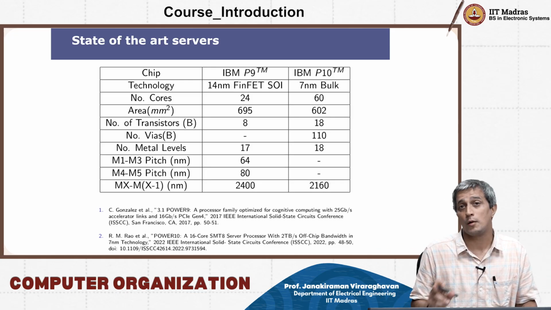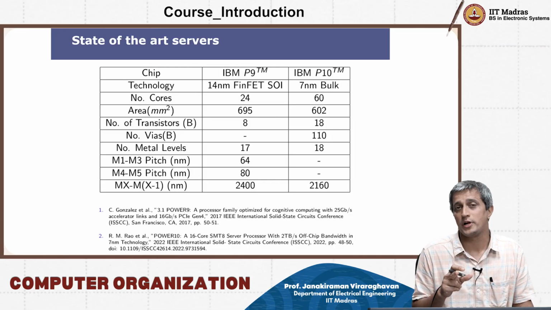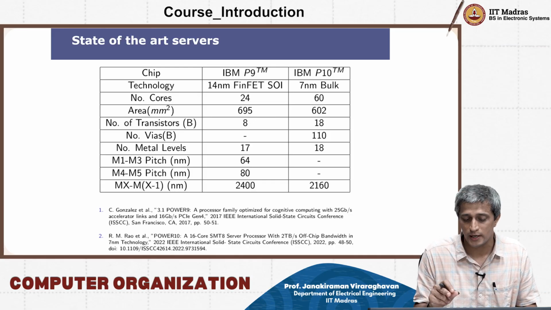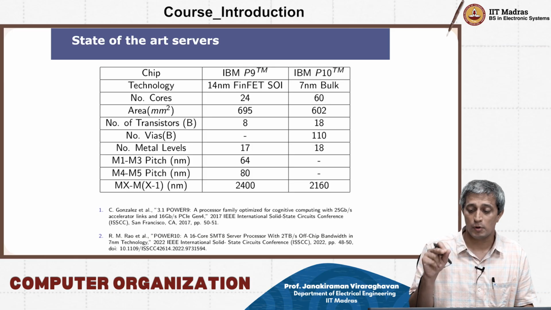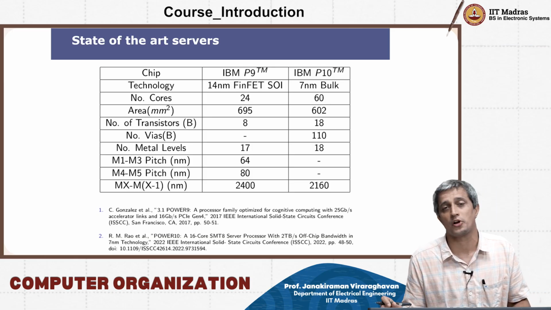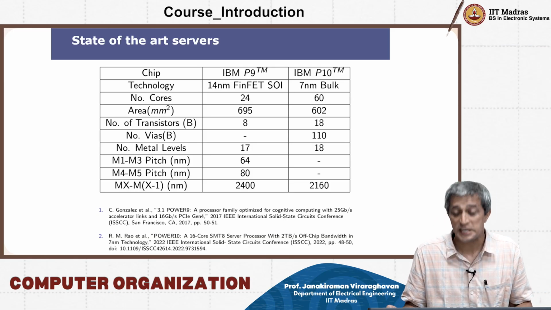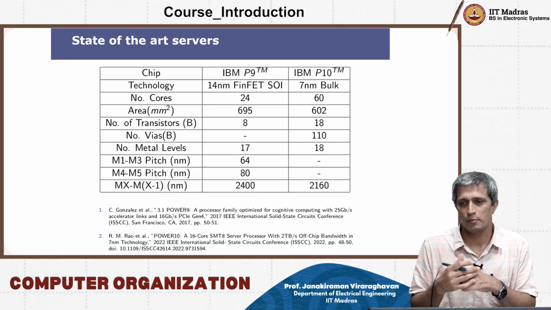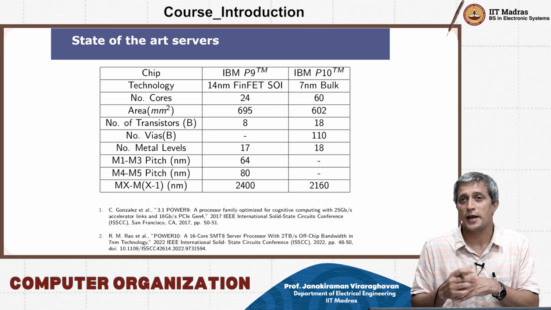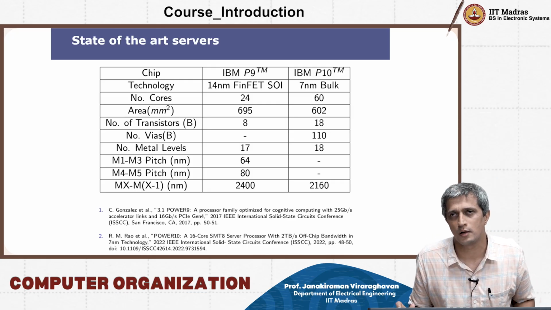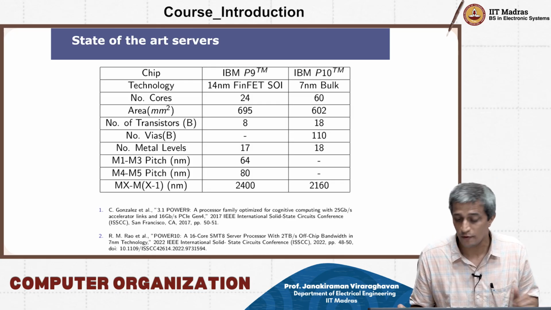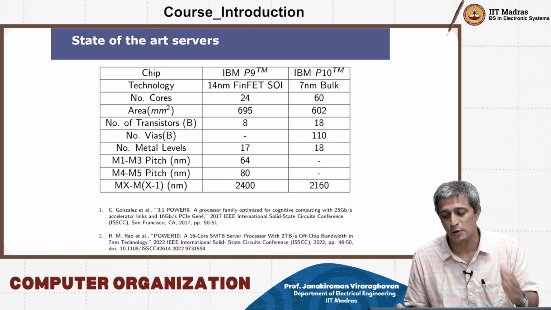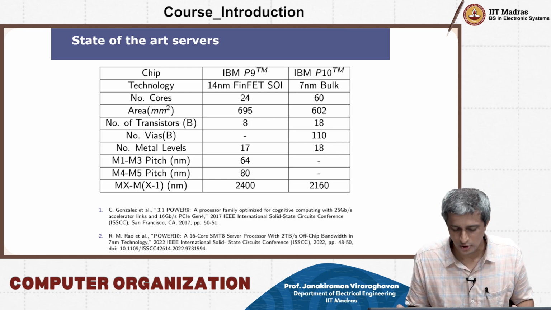But the number of transistors in 14 nanometer technology was 8 billion transistors. The number of transistors in 7 nanometer technology was 18 billion transistors. So even though the area was about 600 mm square, you have packed 18 billion transistors now in the same area, in fact in a smaller area, compared to the 8 billion transistors in 14 nanometer technology.